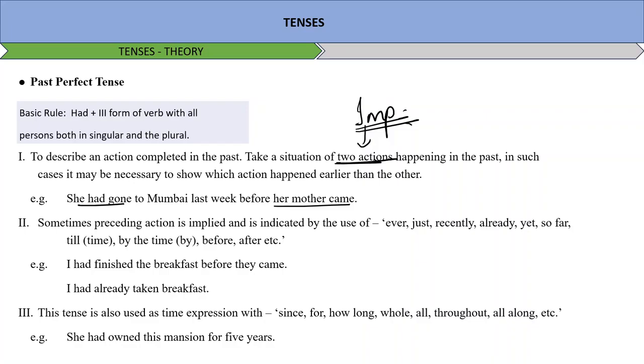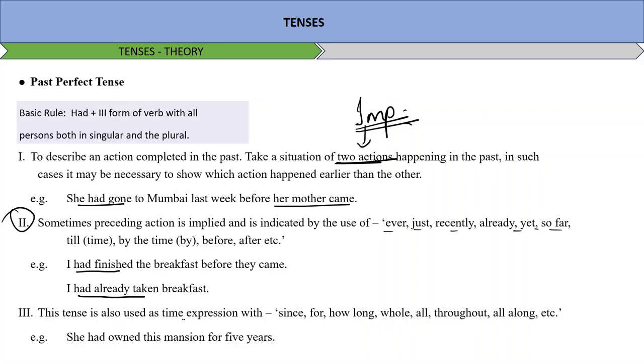Sometimes preceding action is implied and is indicated by the use of ever, just, recently, already, yet, so far, till, by the time, before, after, etc. I had finished the breakfast before they came. I had already taken breakfast. So whenever you use words like before, just, after, till, all of this is always past perfect tense.